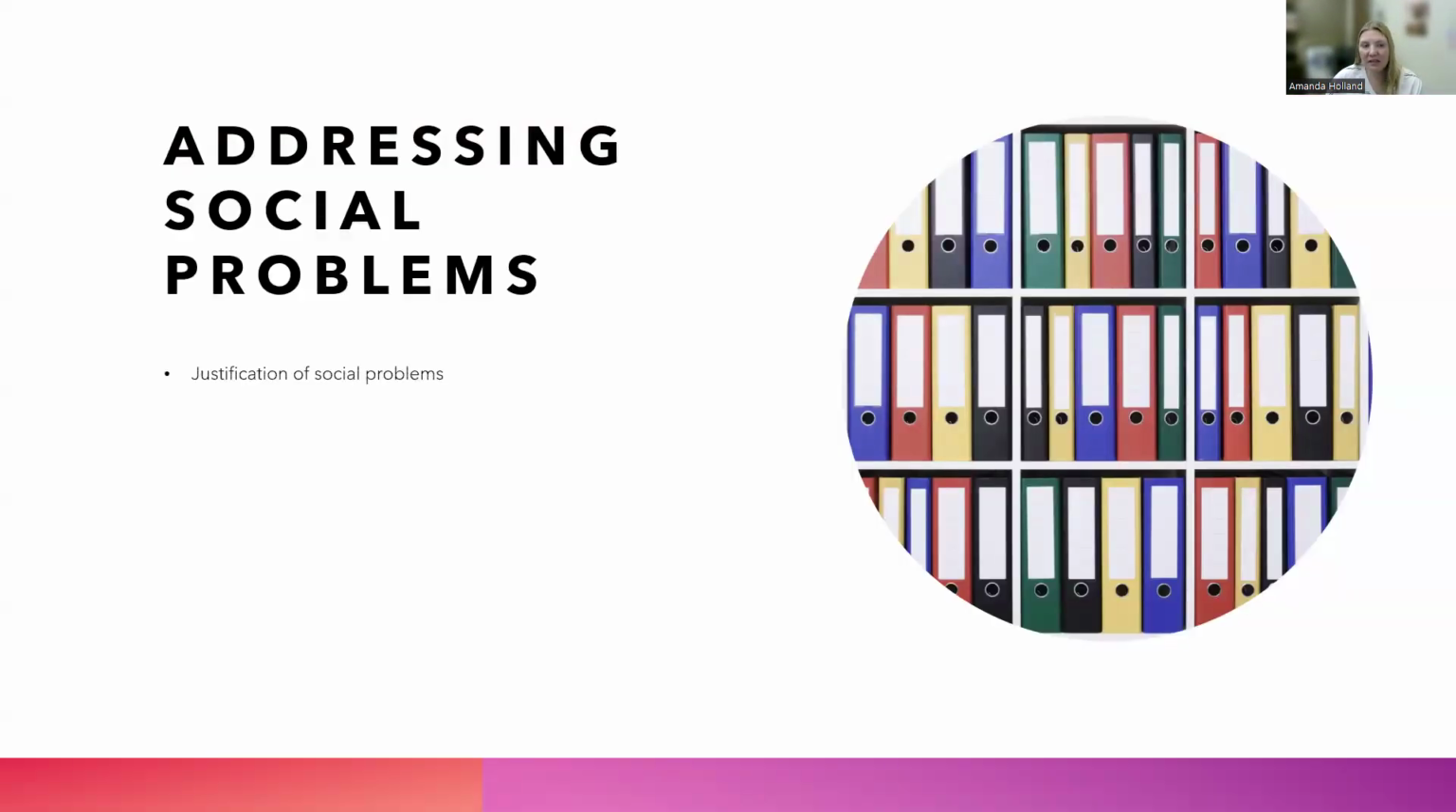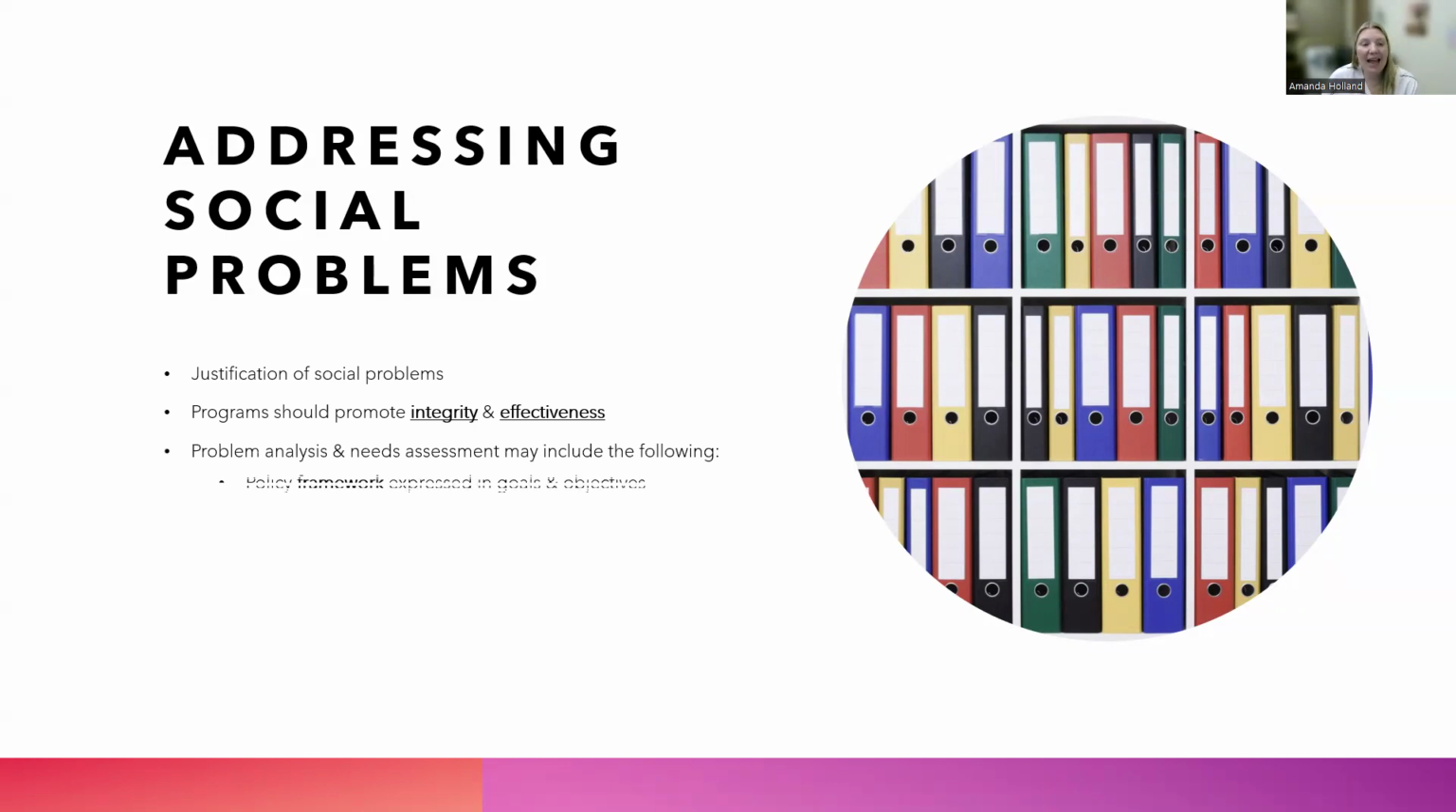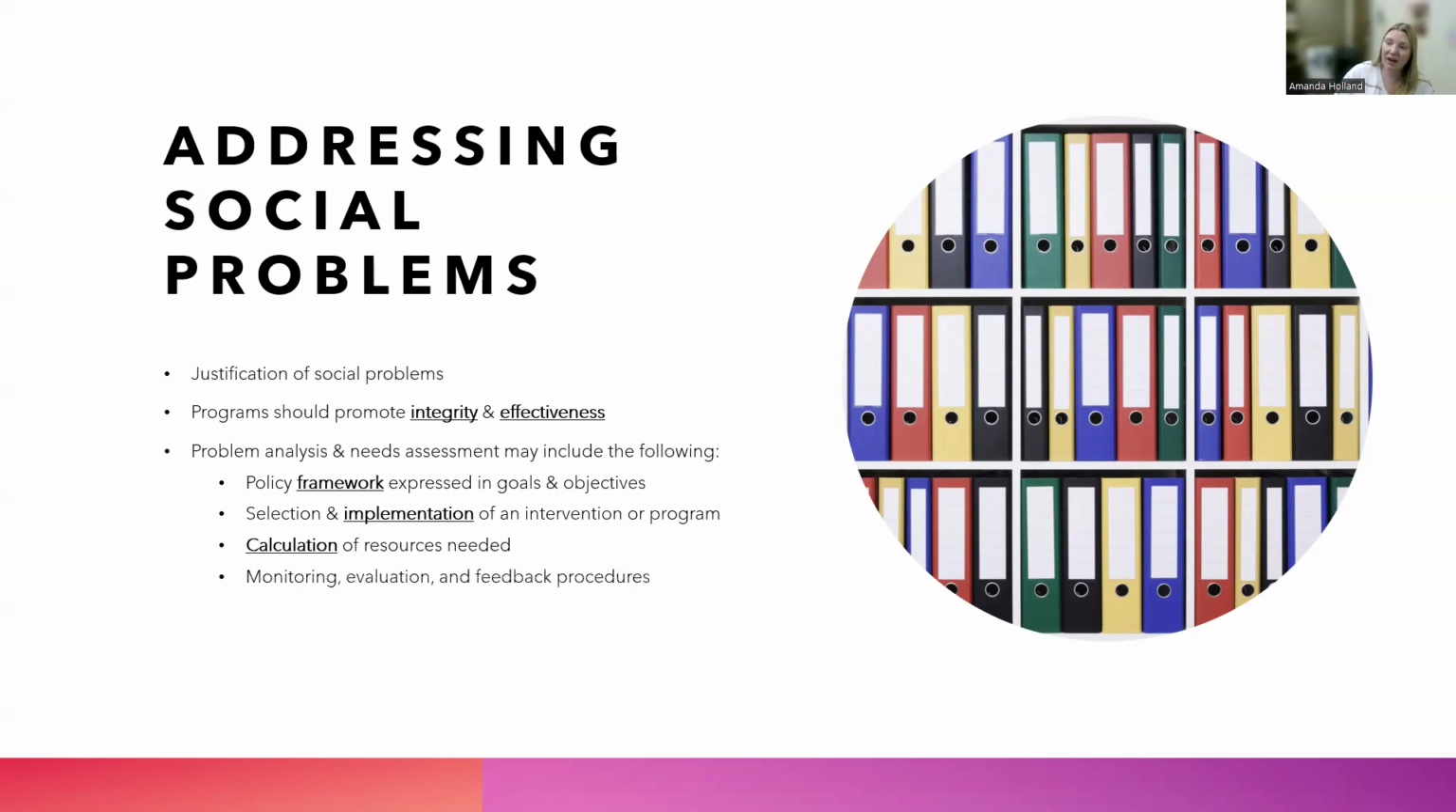So when we think about addressing social problems, and we've identified a way to find those social problems, we have to justify them. So the first thing we're going to do is justify those problems by saying, yes, this is why this is a problem. Our programs should promote integrity and effectiveness while we're creating them. The next thing we want to do is a problem analysis and needs assessment, which you guys are going to do. And then we're going to create a policy framework expressed in goals and objectives and select and implement an intervention or program. An intervention is anything that is going to help change someone's mindset or behavior. We also want to calculate the resources that are needed and monitor and evaluate everything.